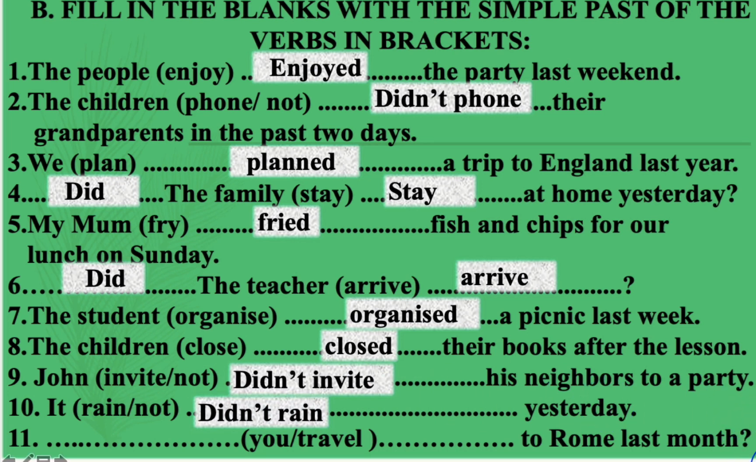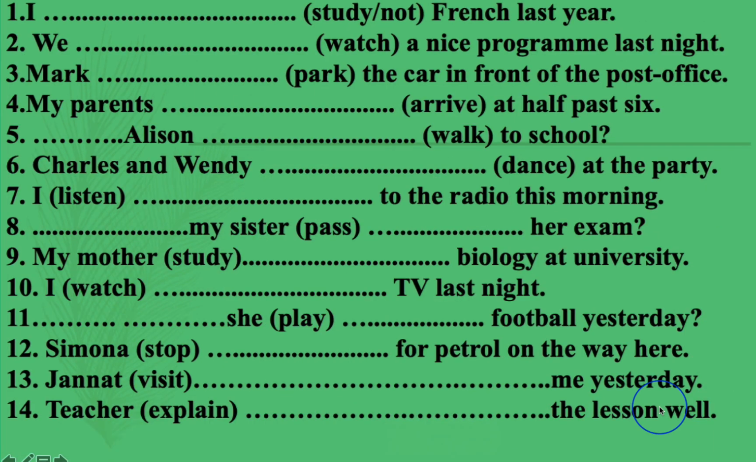Last one, we have a question mark again, so it is interrogative form. So we start with did, then we have you, the verb is travel to Rome last month. Okay, let's move to other examples.